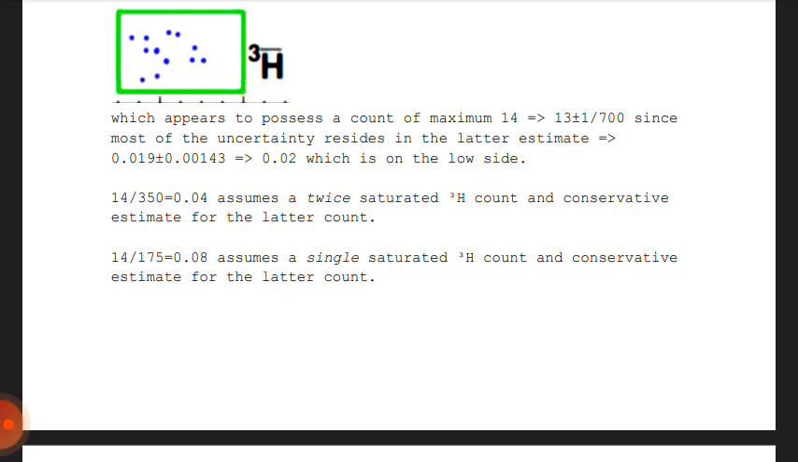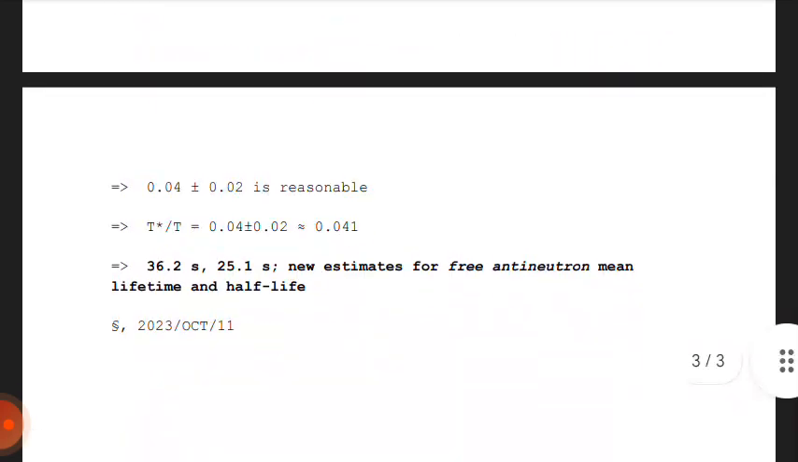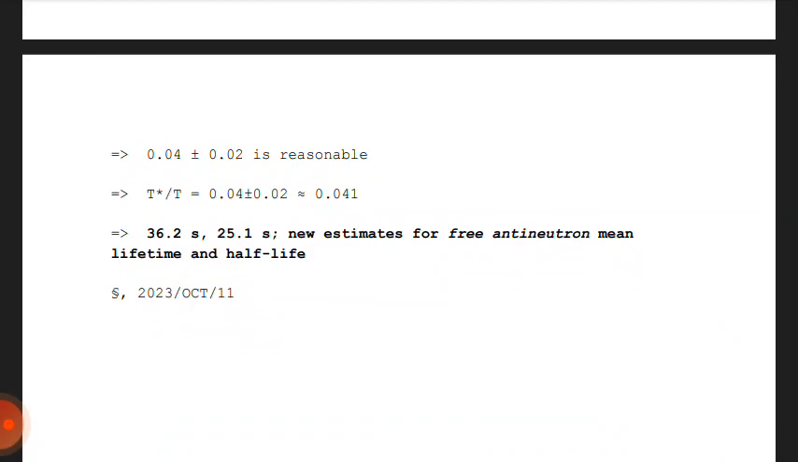Assumes a single saturated tritium count, and conservative estimate for what? For the antitritium, which implies 0.04 plus or minus 0.02 is reasonable.